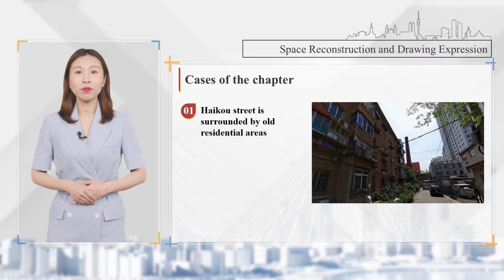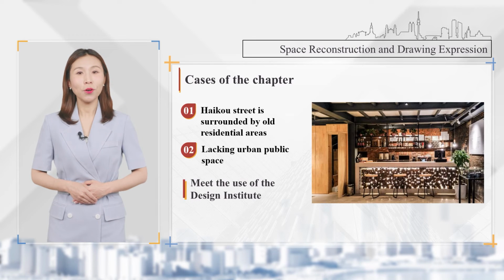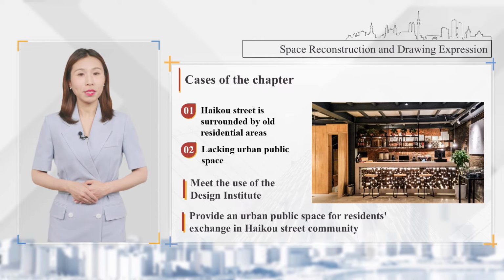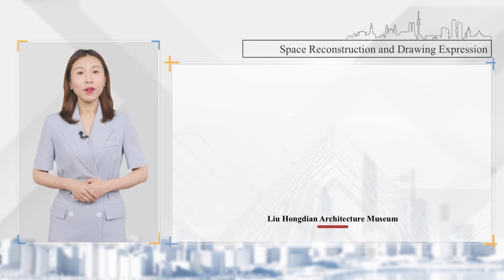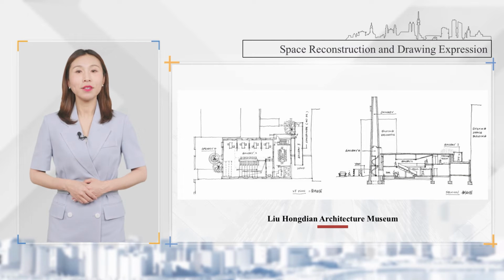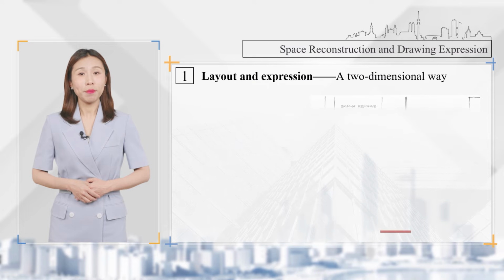It is very similar to the preservation status of the boiler room designed by you. Haikou Street is surrounded by old residential areas, lacking urban public space. Reusing the boiler room as an architectural museum can not only meet the use of the Design Institute, but also provide an urban public space for residents' exchange in the Haikou Street community, so that the boiler room can serve the society again. Let's start with the conventional plan and section design familiar to the students to see how we reconstruct the existing space. Let's start with the plan design.